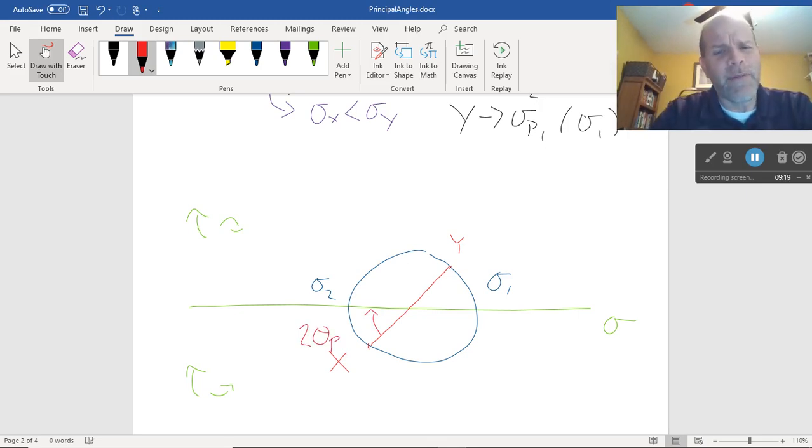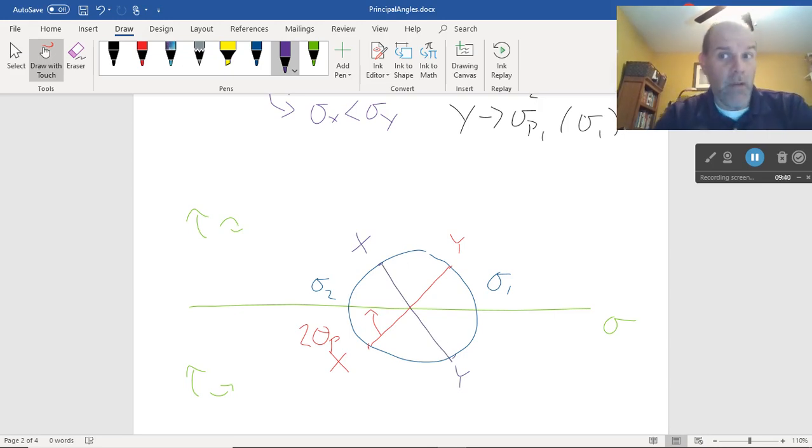Look at that. Look at x. It sits right on sigma 2 when we're done. And I think you're seeing it now. My x point, if my shear stress is negative, goes above the axis. My y point goes below the axis, below the sigma axis, if you will.